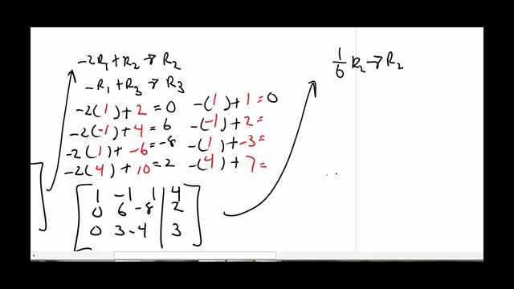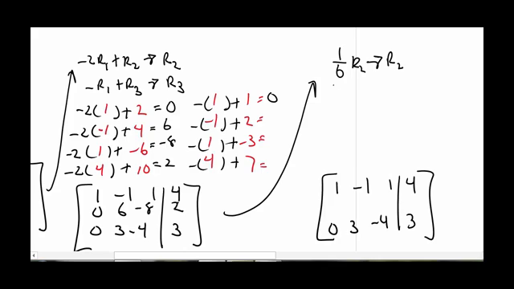Okay, so I did not mess with row 1 or row 3, so let me copy those over. So 0, 3, negative 4, and 3. Okay, so I want 1/6 times 0. I want 1/6 times 6. 1/6 times negative 8. And I ran out of room there, so 1/6 times 2. Well, 1/6 times 0 is 0. 1/6 times 6 is 1.